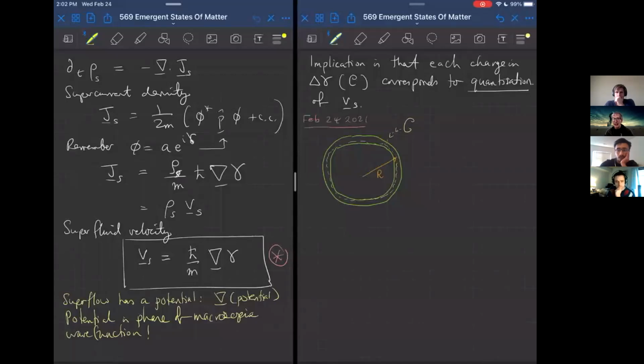Hello, this is lecture N+1 of Emergent States of Matter, February the 24th, 2021. And we're going to continue our discussion from last time of the persistent currents in a superfluid.